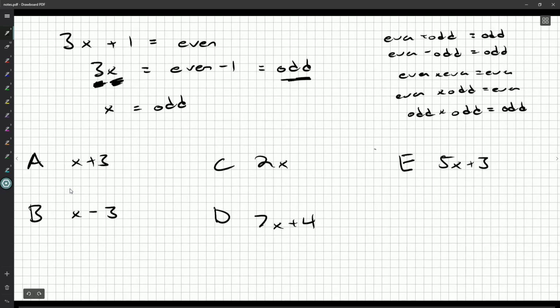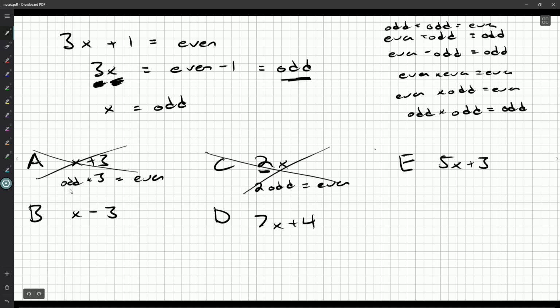Well, if I take an odd number and add an odd number, an odd plus an odd is even. So it can't be A, because we're looking for an odd result. Similarly, 2 times an odd number is even. Even times odd is even. So it can't be C. How about B? An odd number minus another odd number is going to be even as well. That leaves D and E.